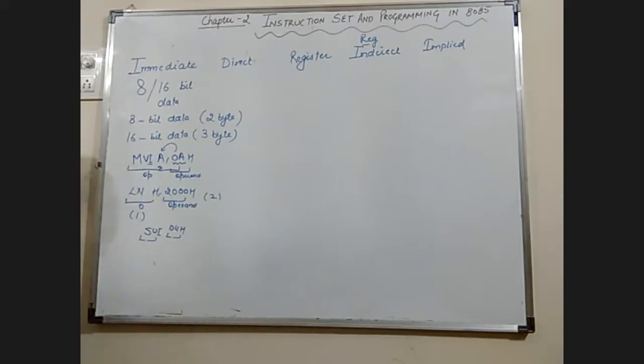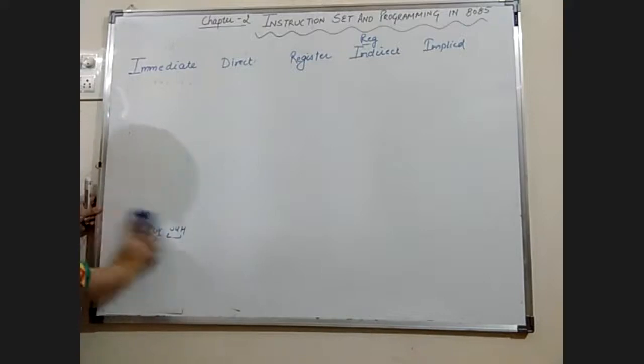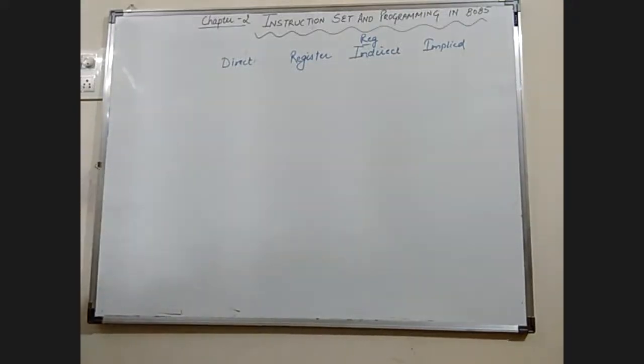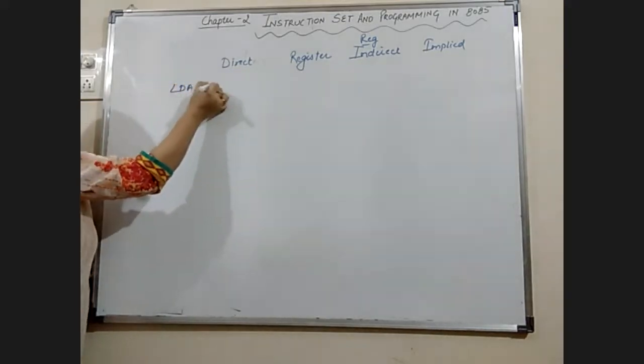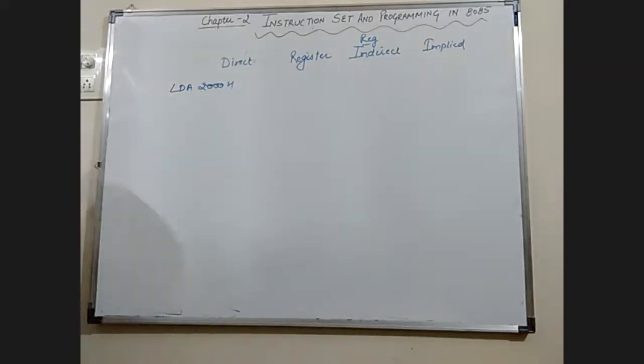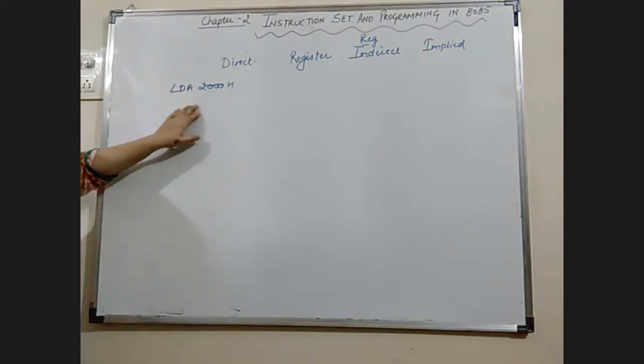Okay. Now, after this, next we have direct addressing mode. So students, in case of direct addressing mode, the address is given in the instruction. Okay, so the address is given in the instruction. That means that instruction has direct addressing mode. For example, LDA 2000H. So this instruction means load the contents of this memory location into the accumulator.